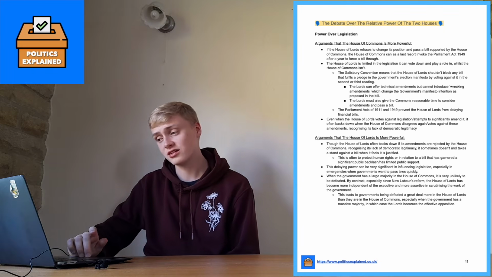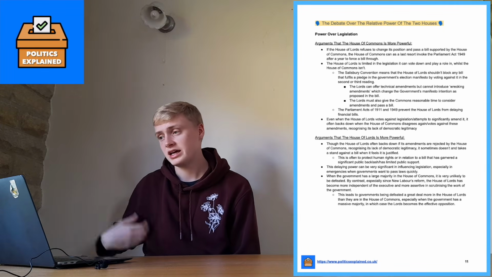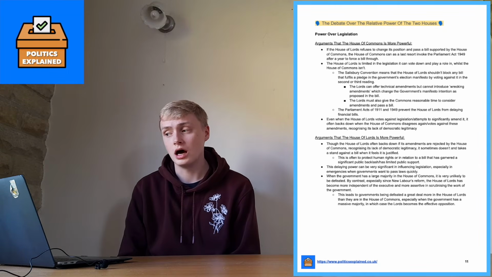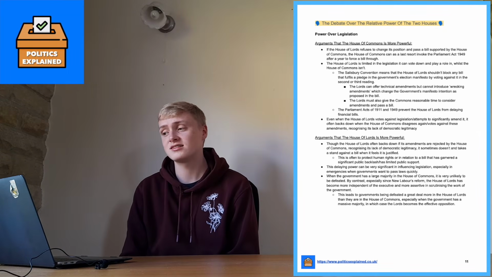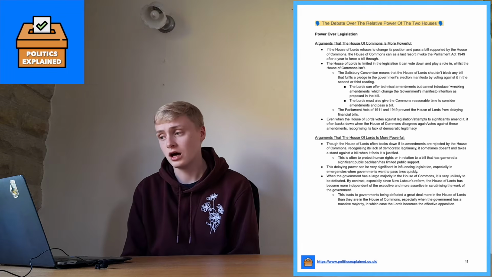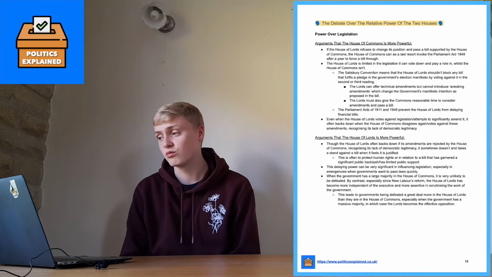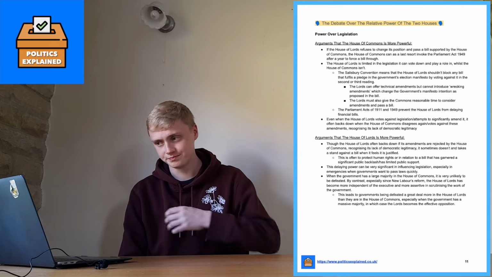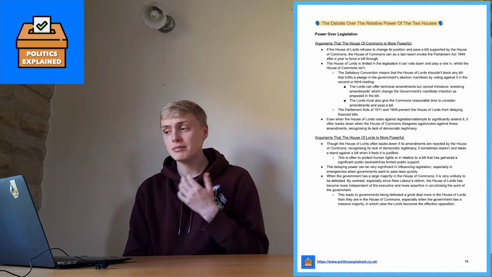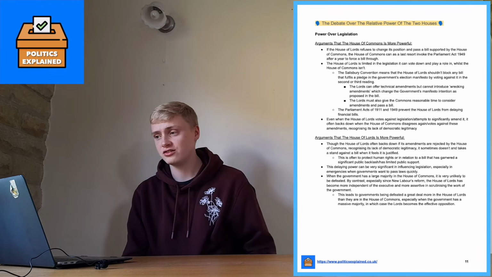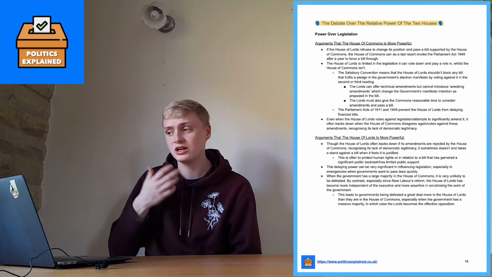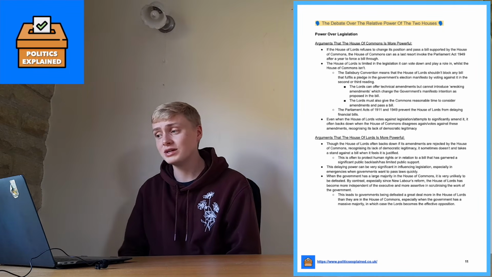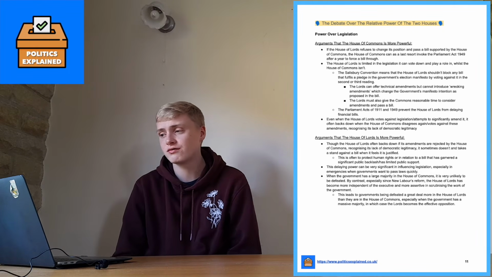On the other hand, the argument that the House of Lords is more powerful is that though it often backs down if amendments are rejected by the House of Commons, sometimes it doesn't, and it takes a stand against a bill when it feels it is justified, often to protect human rights or in relation to a bill that has garnered significant public backlash or has limited public support. Secondly, the delaying power can be very significant in influencing legislation, especially in emergencies when governments want to pass laws quickly.